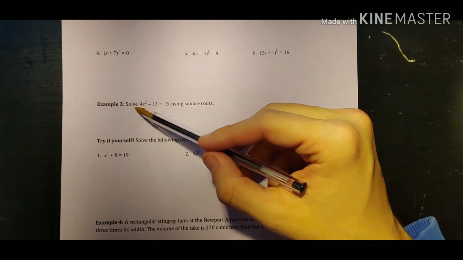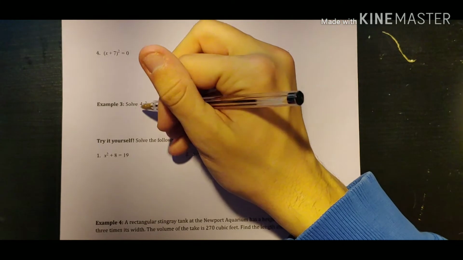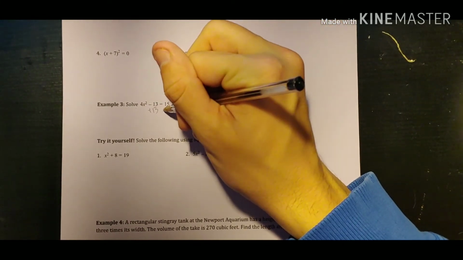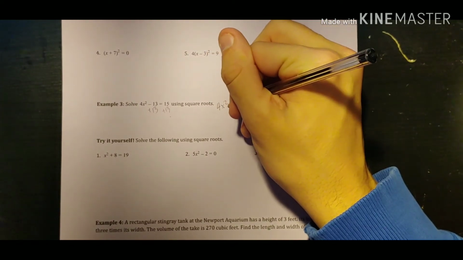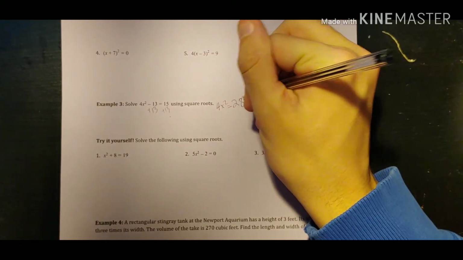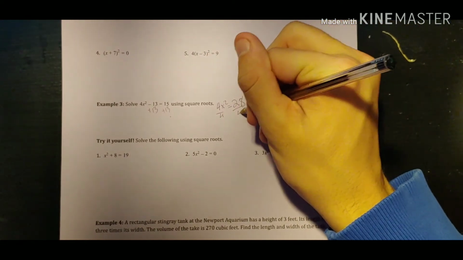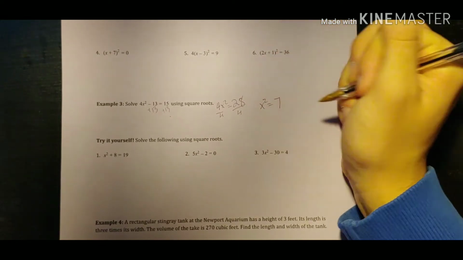So we're going to solve this one using square roots. So we're going to do the same process that we did on the front. I want to get x squared by itself. So if I add 13 to start, that leaves me with 4x squared equals 28. Then I need to just divide by 4. I have x squared equals 7.